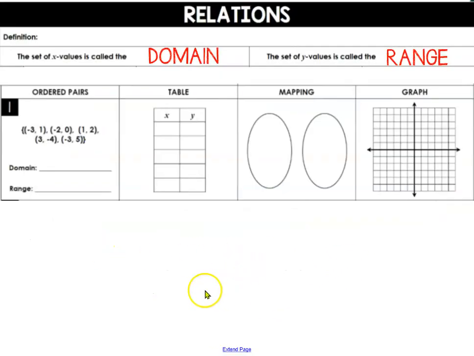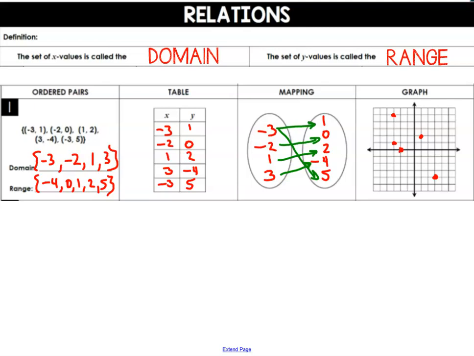You can practice trying this on your own. Pause the video and see if you can correctly format this set of relations. Let's take a look and see how you did. All right.